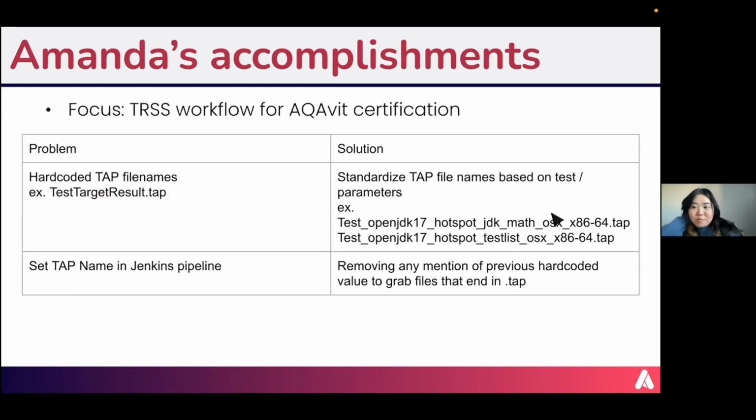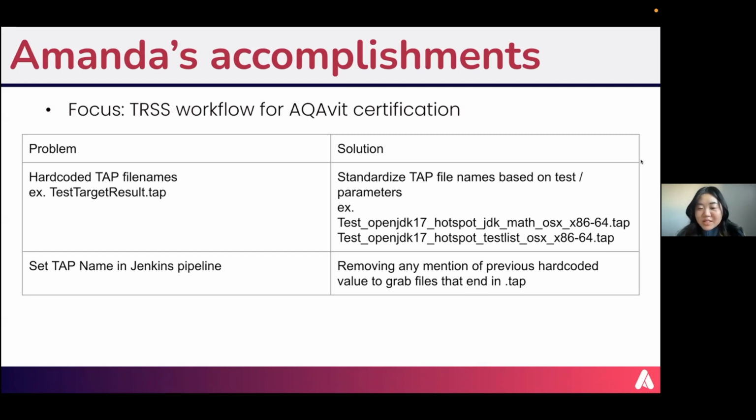Perfect. So my focus was on that AQAvit certification. The first problem I had to solve was our TAP files. Right now, when they're generated, they're called test target result.tap, which obviously isn't great if we're going to be receiving a bunch of them. So the first thing I had to do was standardize the TAP file names based on the test target and also some user parameters. So you can see that example is a lot more clear. You can really differentiate between them.